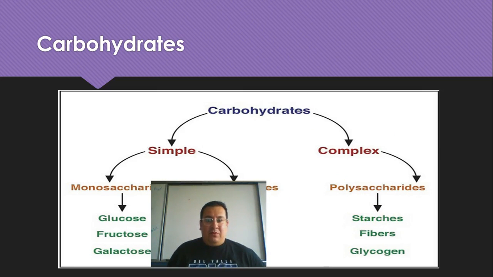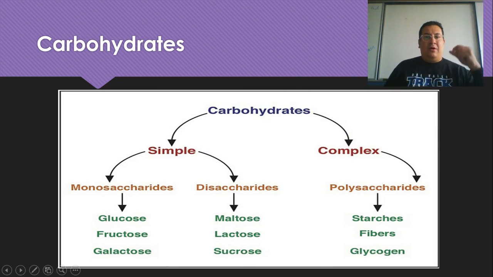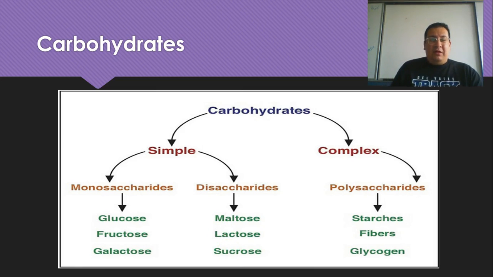Now we're going to get into our carbohydrates. All right, carbohydrates can be classified as simple or complex. Simple ones are monosaccharides or disaccharides, as you can see here. Complex are the polysaccharides, which are starches, fibers, and glycogen, which we're going to get into in this review. The simple ones are glucose, fructose, galactose, maltose, lactose, and sucrose. As you can see, they all end in "ose." So that's a key thing to remember when taking a test or doing the reading: anything that ends in "ose" will be a sugar.